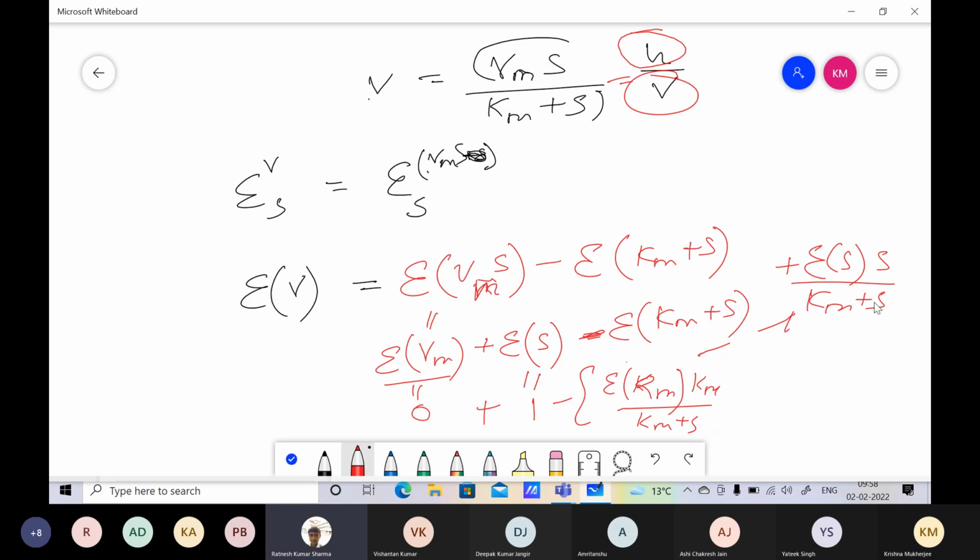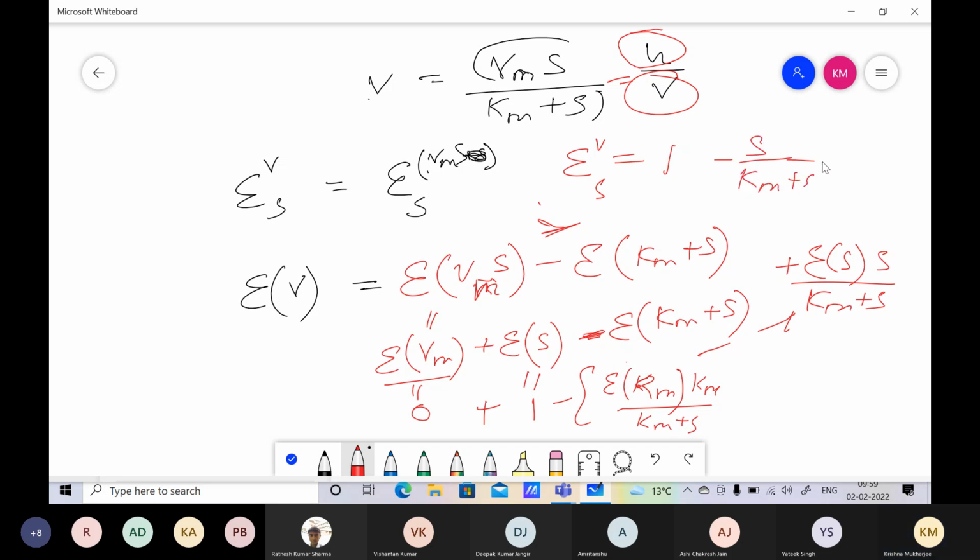Sir, E of Km will be 0. So this term will be 0 and E of S is equal to 1. So that will be S upon Km plus S. Okay, correct, you are right, absolutely. So what will the expression be? E of V by S will be equal to 1 minus S upon Km plus S.